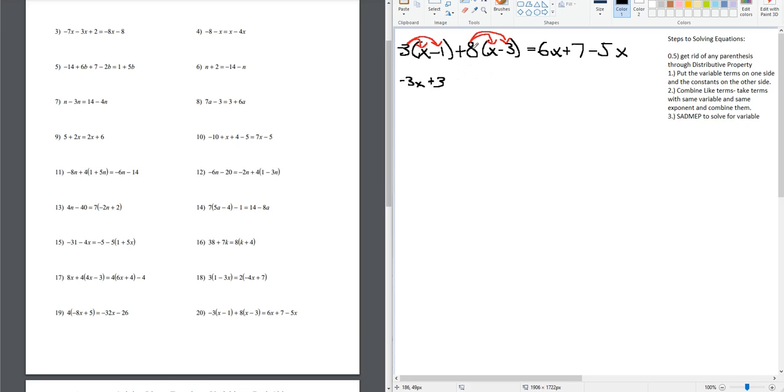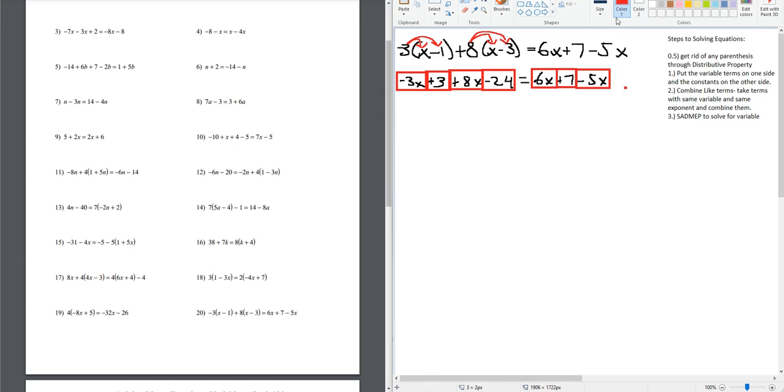And then positive 8 times x is positive 8x. Positive 8 times negative 3 is negative 24 equals 6x plus 7 minus 5x. I didn't really do anything with those. Then I'm going to do my step 1, put the variables on one side, put the constants on the other. So I'm going to do my little terms thing. Again, you don't have to do this. This is just me showing you how it's split up. If you want to do this, go for it.